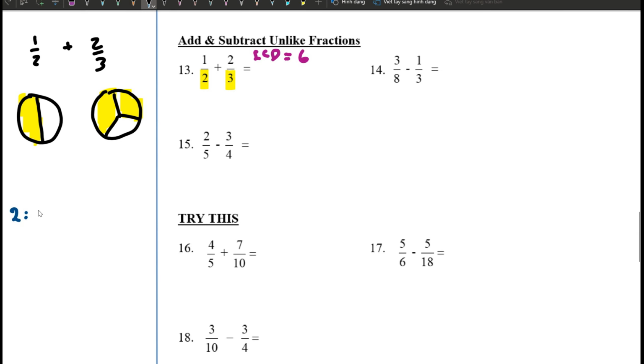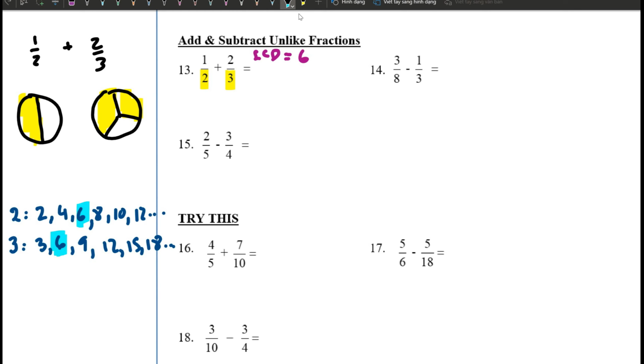The multiples of 2 are 2, 4, 6, 8, 10, 12, and so on and so forth. The multiples of 3 are 3, 6, 9, 12, 15, 18, and so on and so forth. Just by looking at this, the common multiples are 6, and also 12, and many more if you keep going. So the least common multiple here is 6. That's why the LCD will be 6.